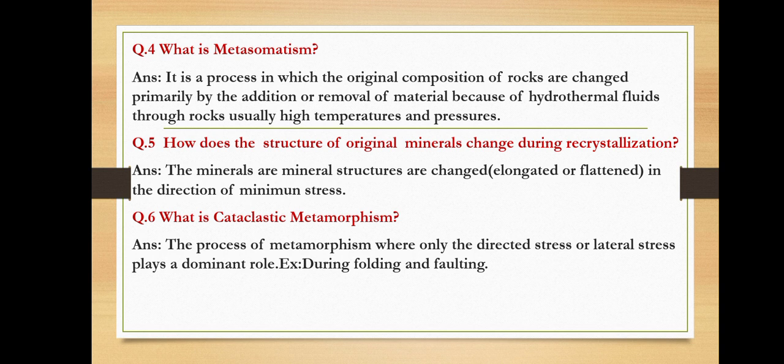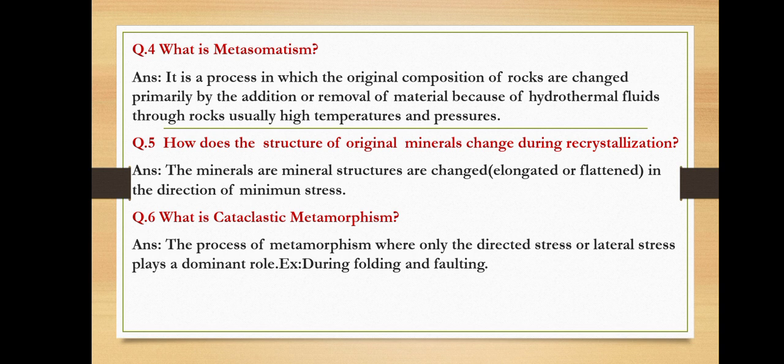So, question number 6, what is cataclysmic metamorphism? The process of metamorphism where only the directed stress or lateral stress plays a dominant role. Example, during folding and faulting. So cataclysmic, by the name only you can understand what cataclysmic means. Something very catastrophic taking place, right?